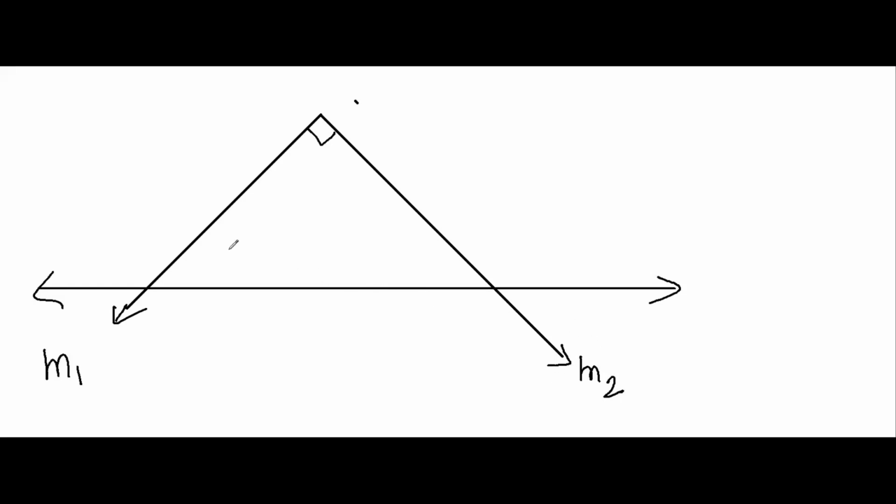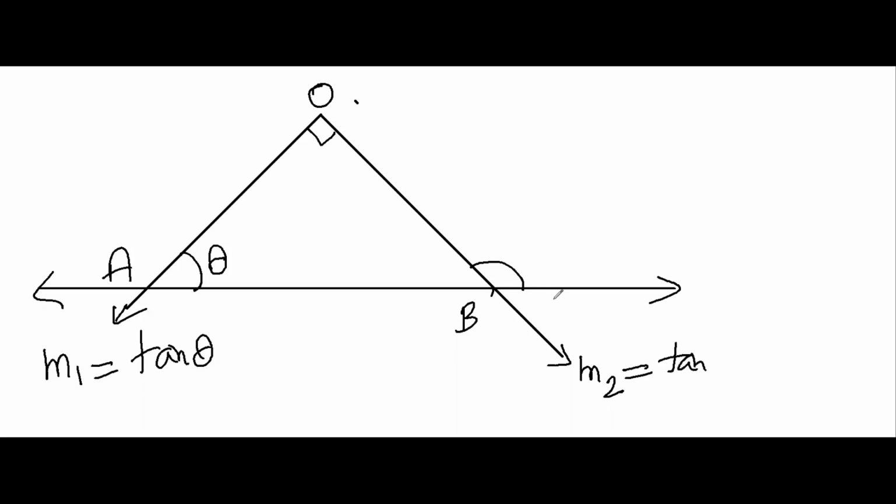For that, let me consider that this particular angle is theta. If this angle is theta, what will be the slope of this particular line, which I'm naming OA, and this is OB? What is the slope of line OA? It will be tan theta, the tan of this inclination. Similarly, the slope of this particular line, m2, will be the tan of this angle.